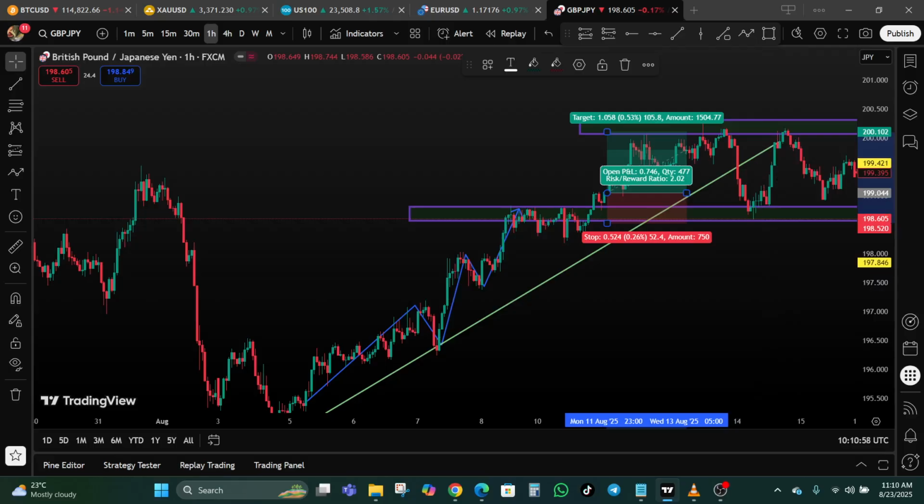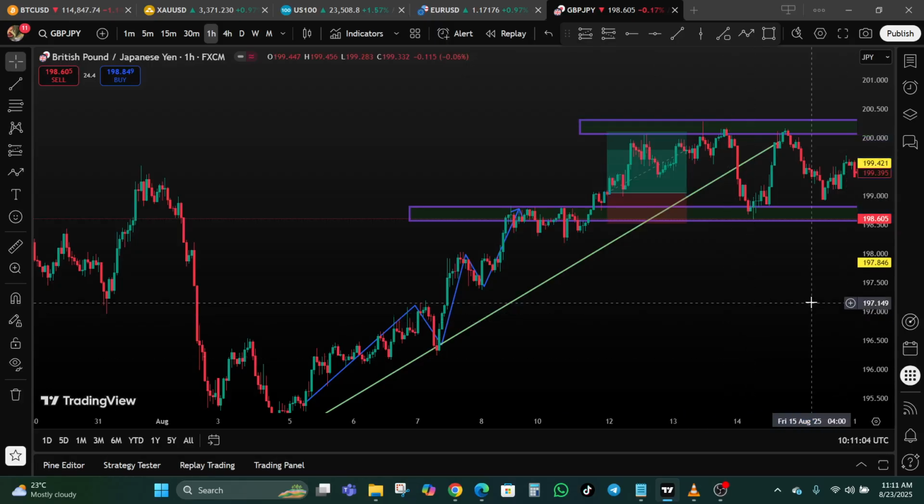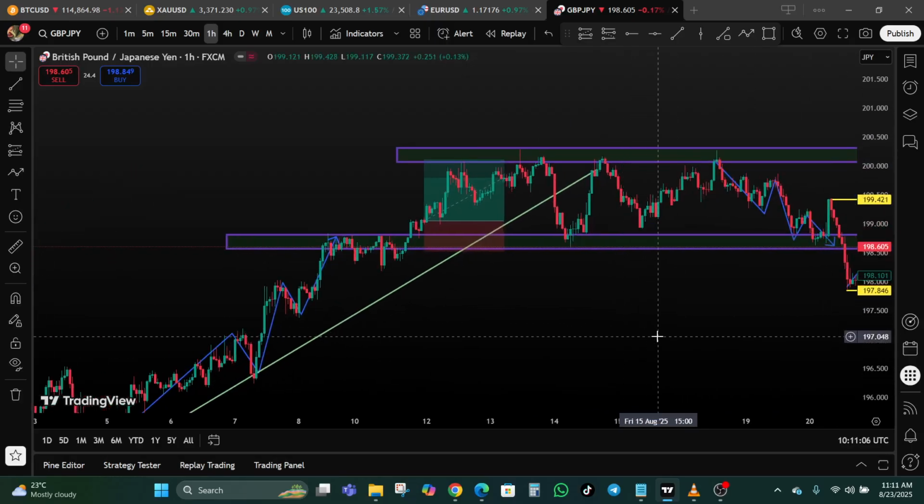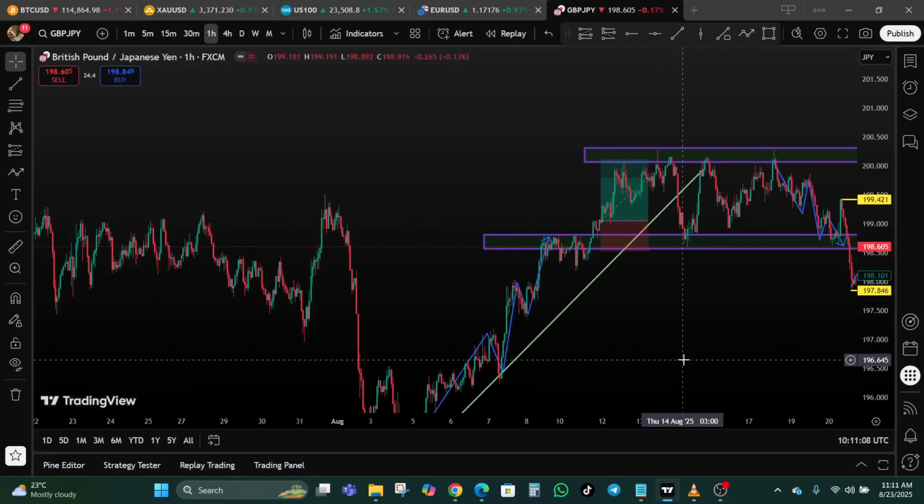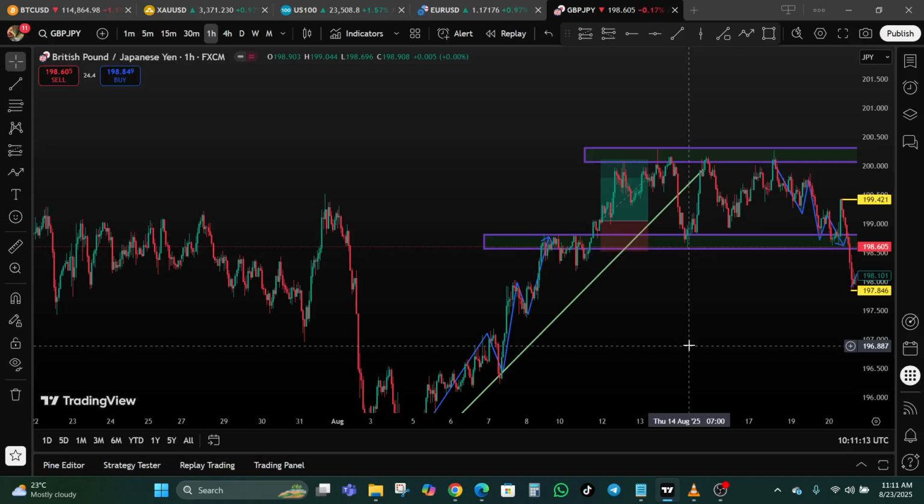Now, another powerful element in forex trading without indicators is liquidity sweeps. The market often pushes above highs or below lows to grab stop losses before moving in the intended direction. So by paying attention to these sweeps, you can avoid traps and enter with the smart money.